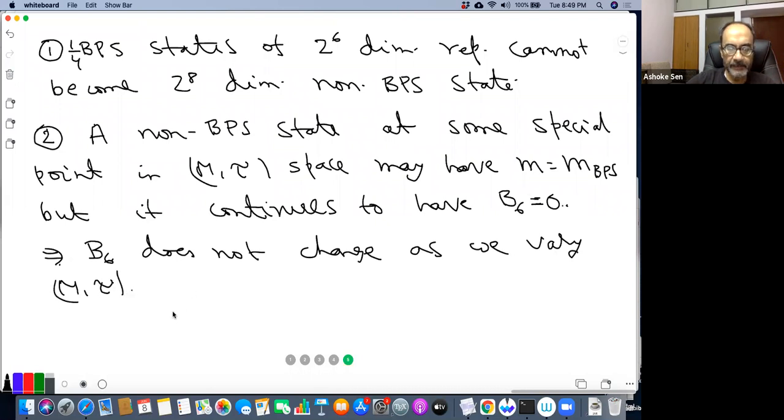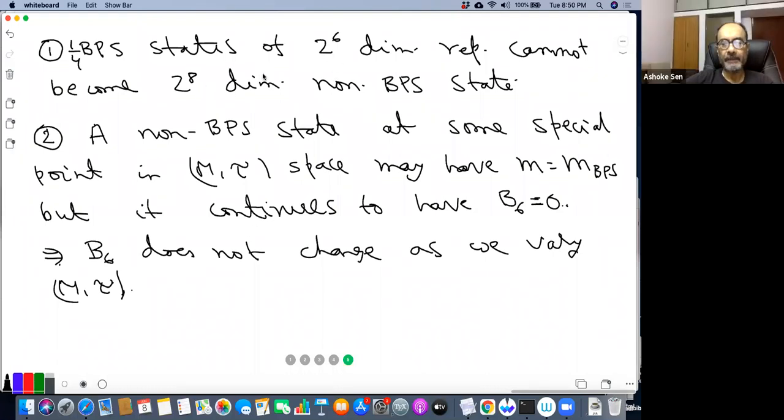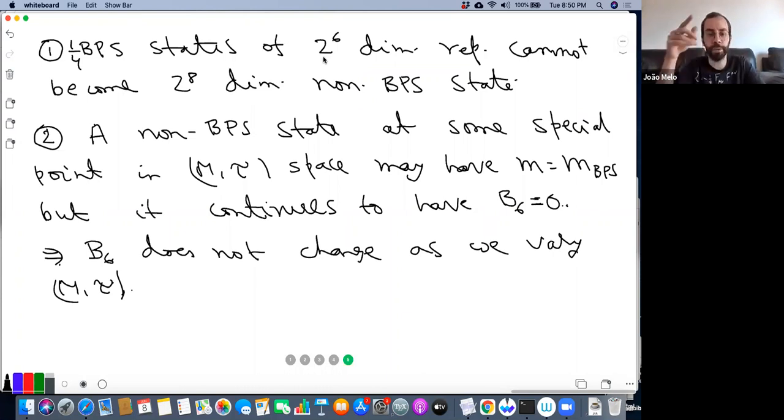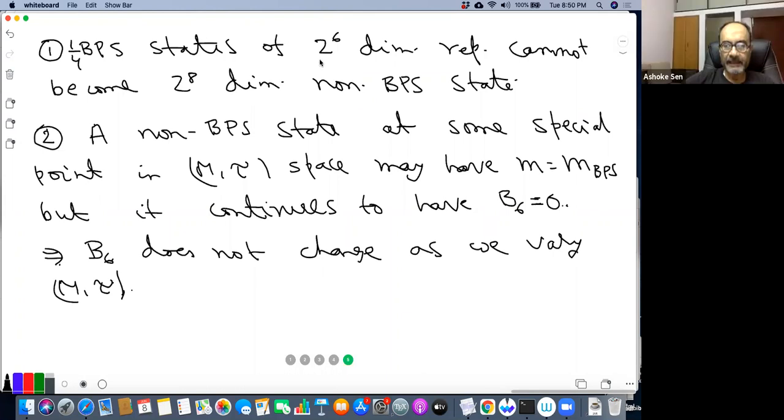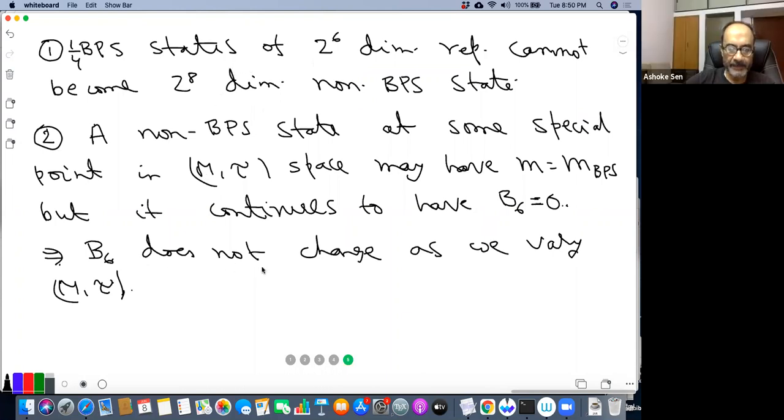Was there a question? Yeah, sorry. Could you clarify what you mean by the states cannot become 2 to the 8 dimensional? Because it requires that the dimension should jump discontinuously. I'm just a bit confused. What you mean is, as we vary M tau... Exactly. The quarter BPS states cannot just discontinuously become non-BPS states. So that's why the B6 doesn't change. So B6 does not change as you vary M and tau, right? This is what I wanted to say.